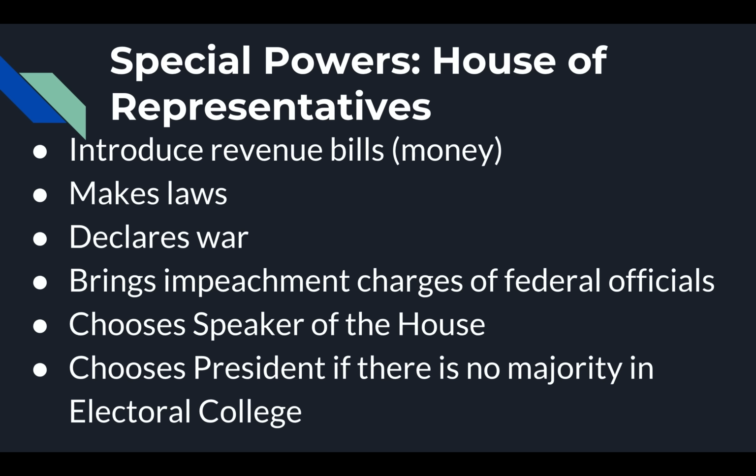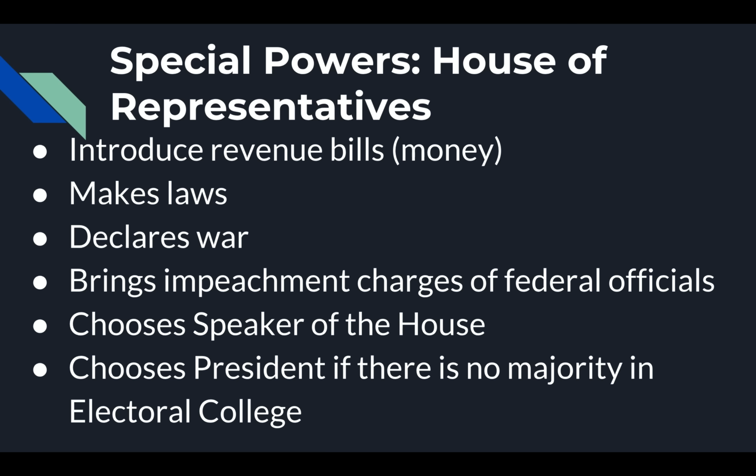So each side of Congress has special powers that are laid out for them in the Constitution. So we're going to start on the side of the House of Representatives. They have a special role in that all bills dealing with money have to start out in the House. They don't ever start out in the Senate. It will always start in the House if it's a bill dealing with revenue.